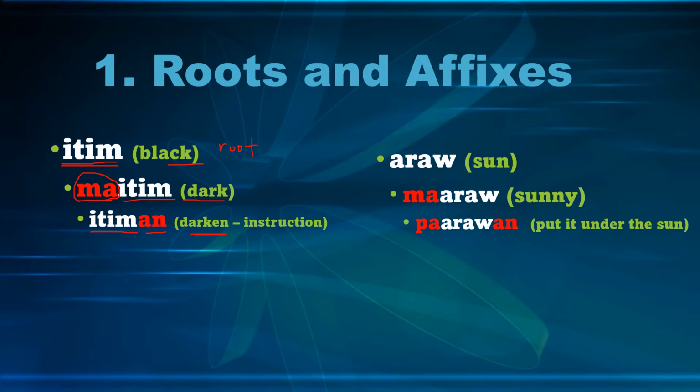Another example is araw, which is sun. And we have here an affix ma. If you put it before the root word, we will have maaraw, which means sunny. If the root word is araw, by adding ma at the beginning, we will have a new word for sunny.